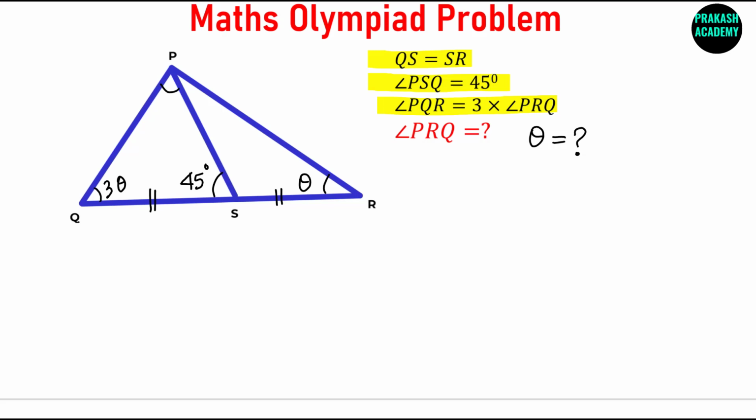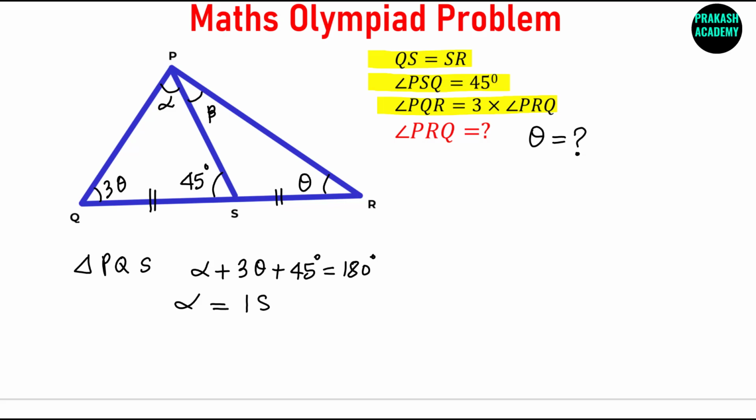Let us say this angle is alpha and this angle is beta. So if you consider triangle PQS, then you can say the sum of the angles is equal to 180 degrees. This means alpha plus 3 theta plus 45 degrees is equal to 180 degrees. So from here you can say alpha is equal to 180 minus 45 minus 3 theta, which is equal to 135 minus 3 theta.